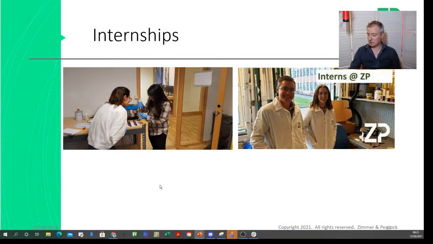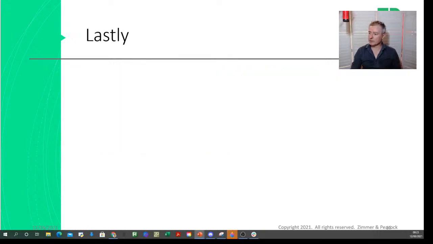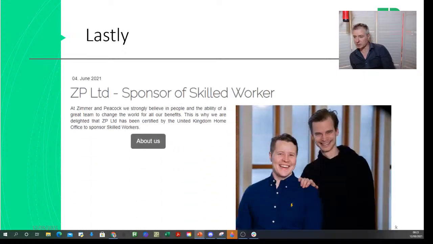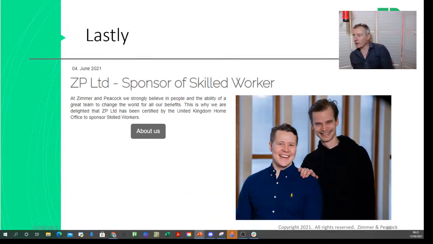So internships. Lastly, I'm displaying here ways into Zimmer and Peacock. It's harder when you're from abroad, but I just want to say lastly that Zimmer and Peacock, I think we've got a certificate A, which means the highest level certificate. We are able to sponsor skilled foreign workers to work in the UK. In 2 years we're allowed to sponsor like 3 people, so we have 3 goes at it.